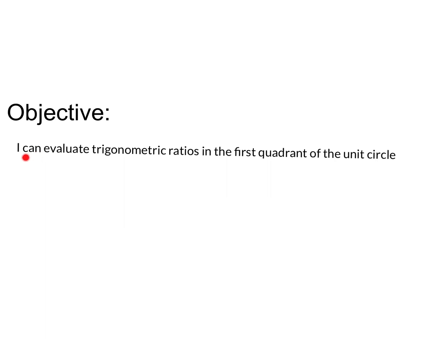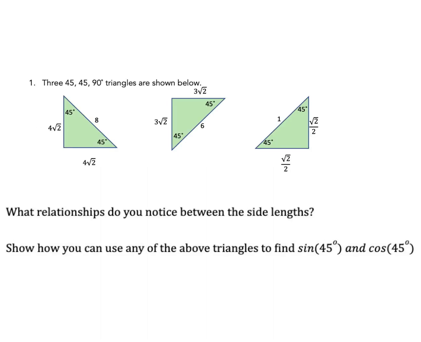Our lesson objective is I can evaluate trigonometric ratios in the first quadrant of the unit circle. So here we have three right triangles. We have three 45, 45, 90 triangles. And as you can see, the angles themselves are all the same, but what's different is the hypotenuse is different lengths, the sides are different lengths.